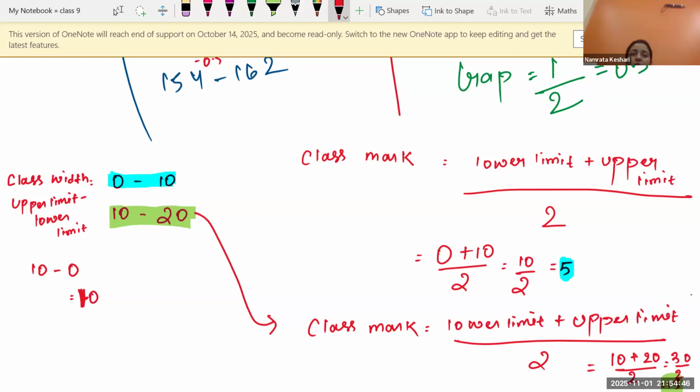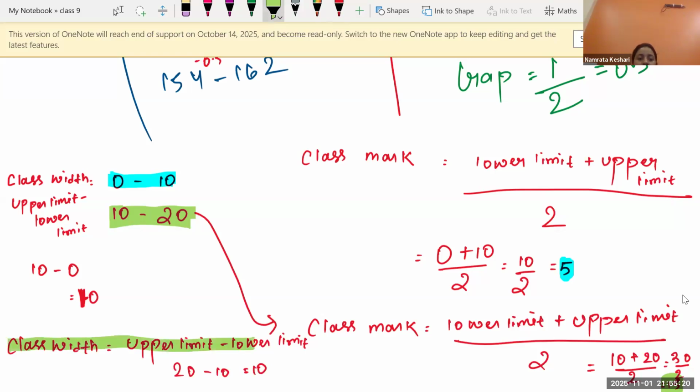For the next class interval also, if we find the class width, that will also be the same. Upper limit minus lower limit, that is 20 minus 10, that is 10. Clear? That's the difference between class width and the class mark. Now, today we are supposed to discuss histogram.